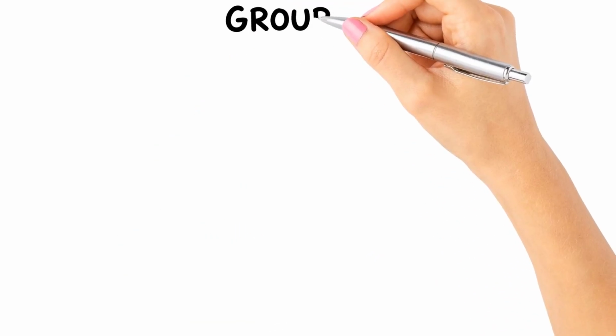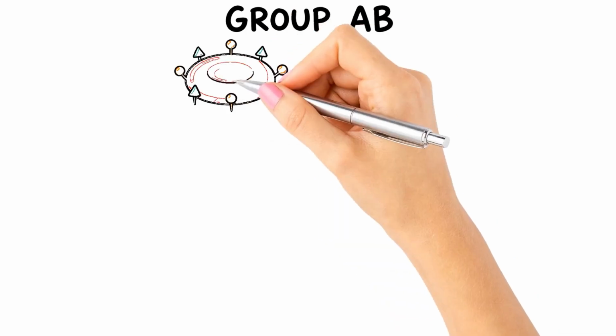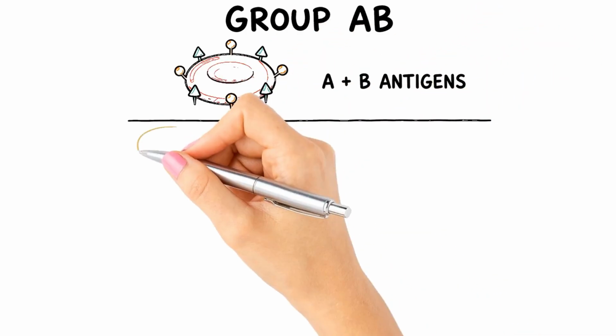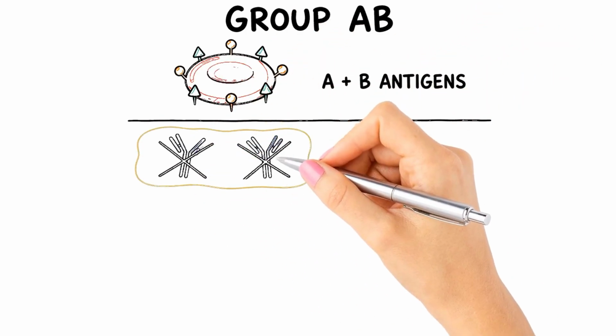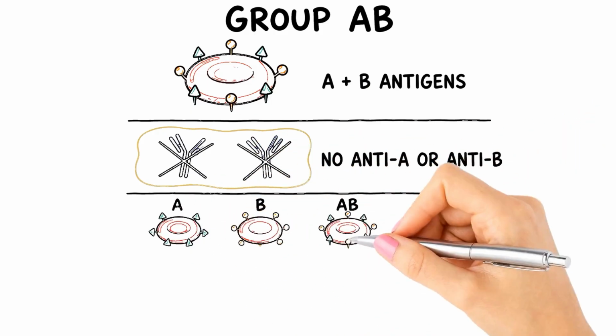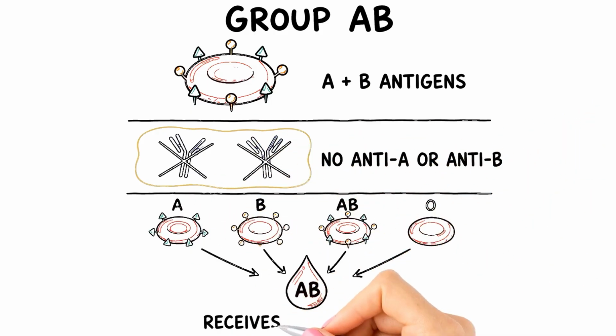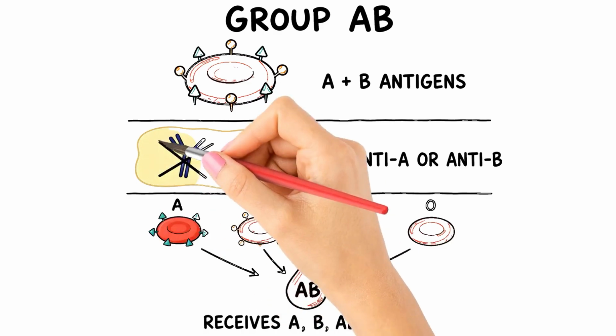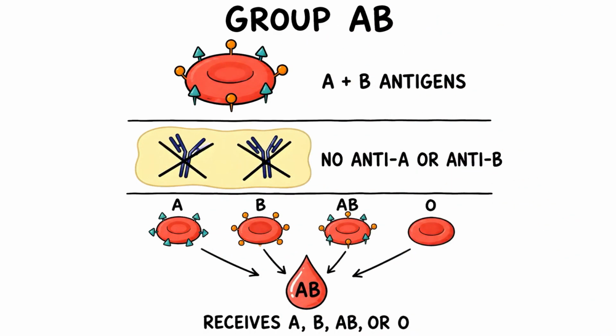Group AB red blood cells carry both A and B antigens. Their plasma normally contains neither anti-A nor anti-B antibodies. For red cell transfusion, this allows an AB recipient to receive any ABO group.